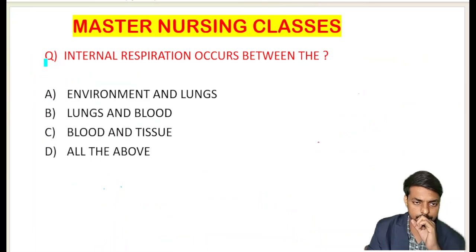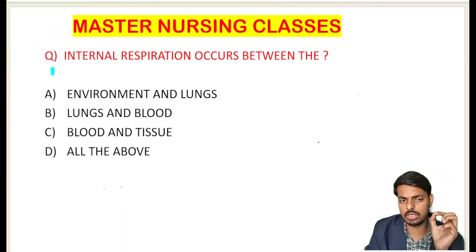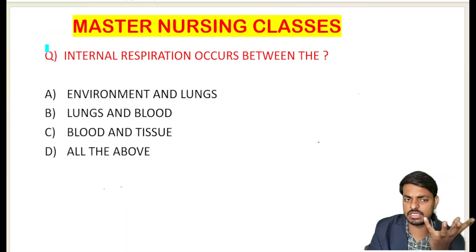And here is one more beautiful question from the respiratory system. Solve the question. Read this very easy and basic question that you have all studied in your first year of BSc nursing or GNM nursing in anatomy and physiology. The internal respiration occurs between what? Students, we have two kinds of respiration: one is internal respiration and the other is external respiration.